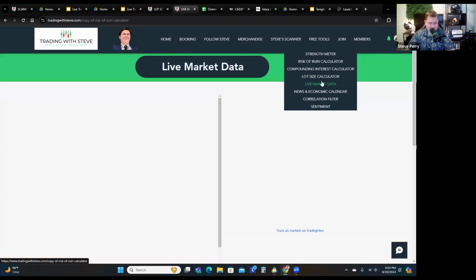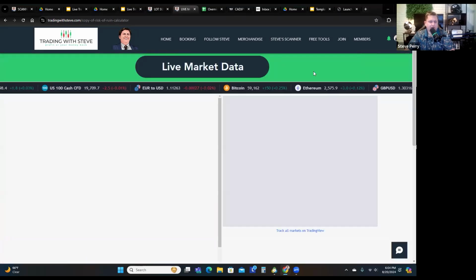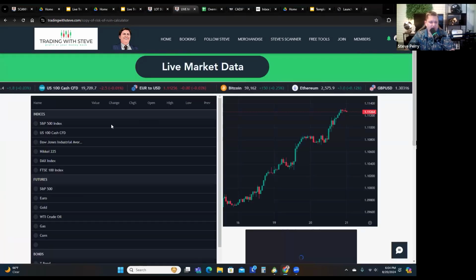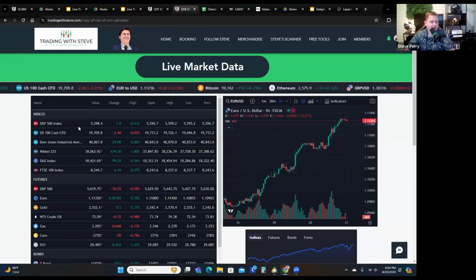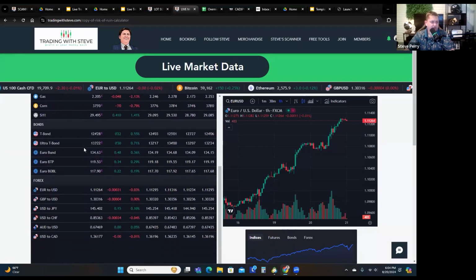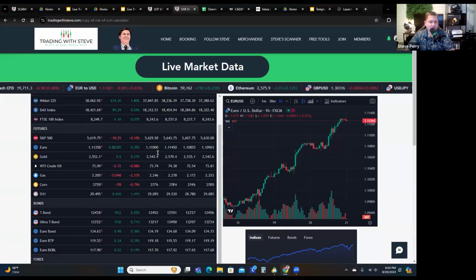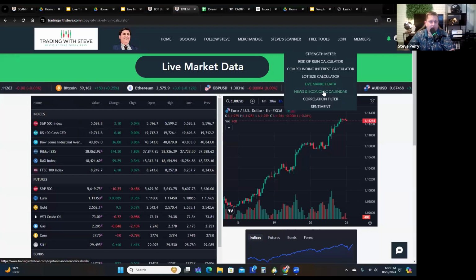Got this tab called live market data, which is super nice. This is awesome. It's going to show you basically every major index fund, futures, bonds. You've got Forex right here. This is super nice. And then you've got news and economic calendar.